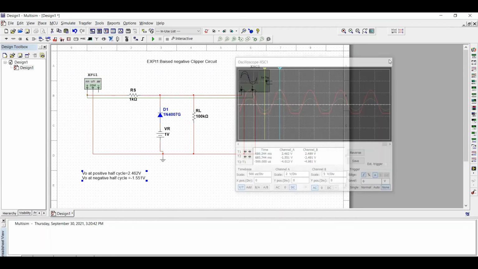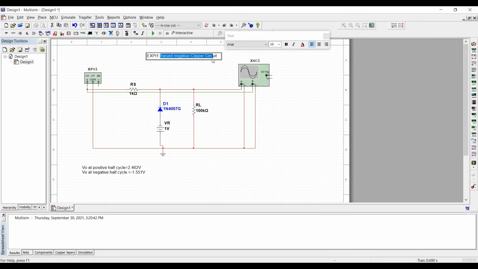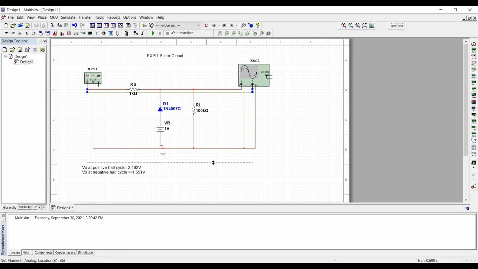Theoretical values you can calculate using the formula. Now the next circuit which we will be implementing is the slicer circuit. So let us change the name to slicer circuit. Slicer circuits are nothing but they will be implementing positive and negative clipper together. So we need to do the changes as per it. So this is your negative bias clipper. We need to add your positive bias clipper to this.